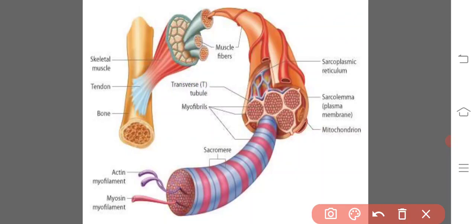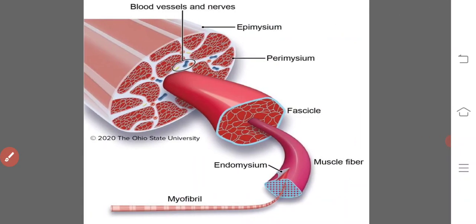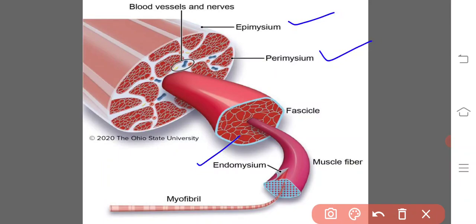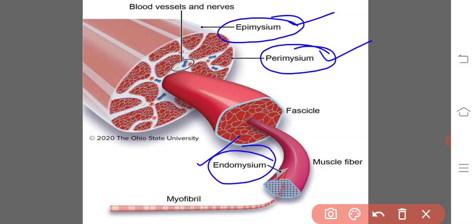In general, each muscle is covered by three connective tissue layers, namely epimysium, perimysium, and the endomysium. There are three layers which cover the muscle. These connective tissue layers are called the epimysium, perimysium, and the endomysium.